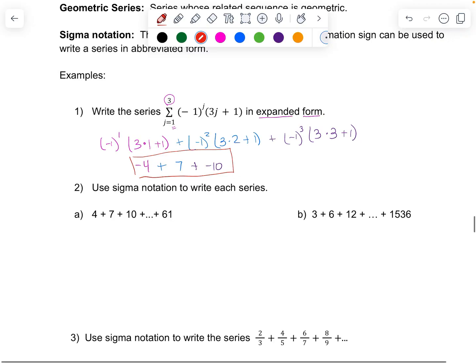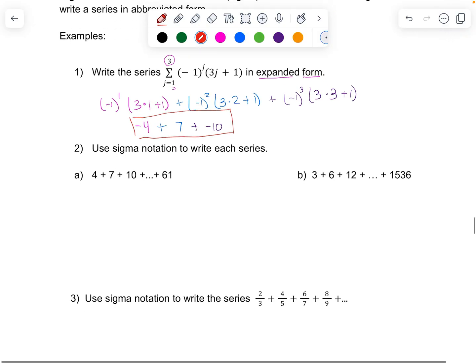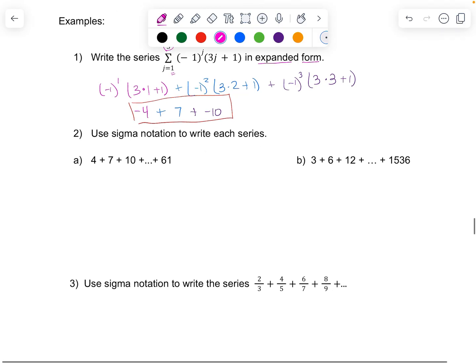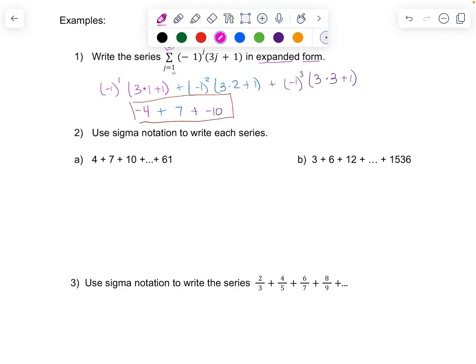Okay, now we're going to go the other way. So use sigma notation to write each series. Well, in order to do that, at first I'm going to have to come up with a formula. Keep in mind that these could be arithmetic, they could be geometric, or they might be neither, but still have some sort of pattern that I could write with that sigma notation. Also notice that these two examples have a beginning and an end, whereas my example in number 3 has a beginning but no end. So we'll take a look and see what that looks like.